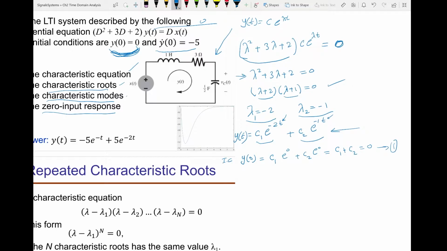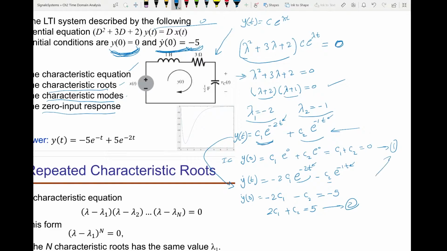Now let's use the second initial condition. The derivative at t equals 0 is minus 5. So let's take the derivative of this one. So that will be y prime of t. If you take the derivative with respect to t, it's minus 2 C1 e to the minus 2t minus C2 e to the minus t. Now if I plug for t equals 0, it will be y prime 0 equals minus 2 C1, plug for t 0, that's all 1, minus C2, plug for t 0, that's 1. It's equal to minus 5. If I multiply everything by minus 1, that will be just 2 C1 plus C2 equal 5. And that's my second equation.